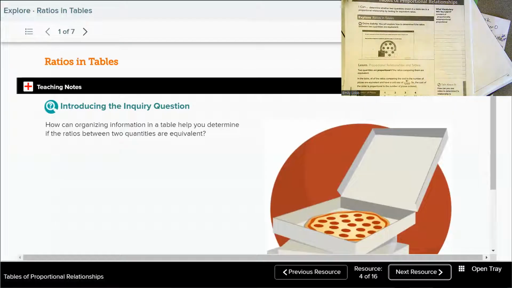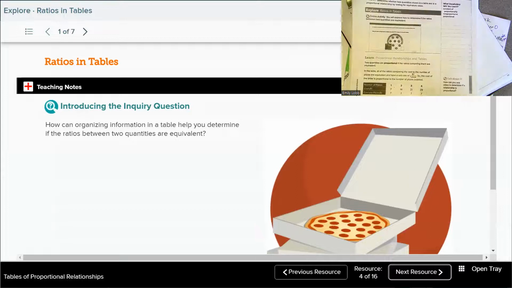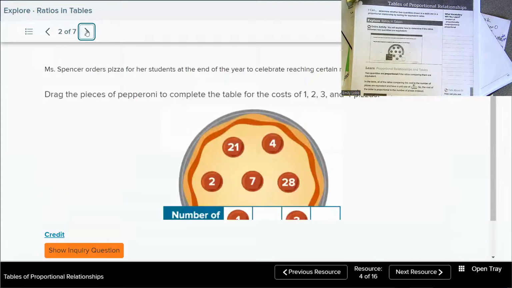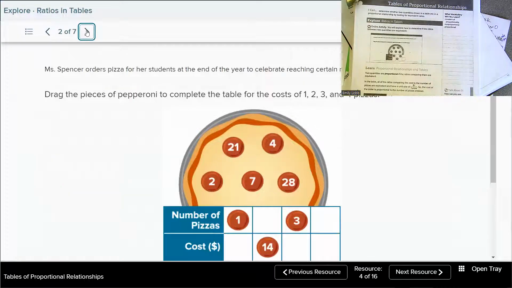All right, so this Explorer is going to walk you through the learn actually, okay? When we're talking about ratios and tables. So how can organizing information in a table help you determine if the ratios between two quantities are equivalent? Let's find out. It looks pretty tasty. All right, you guys are going to help me.